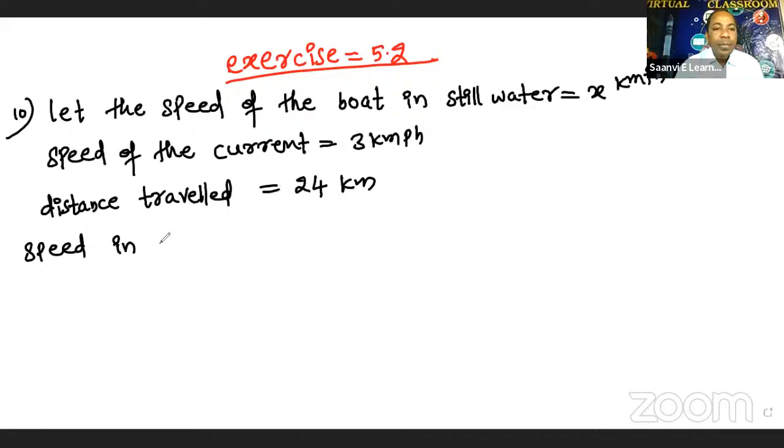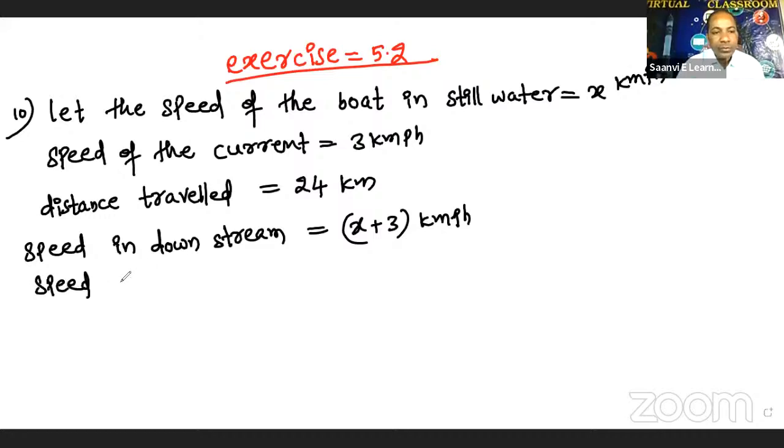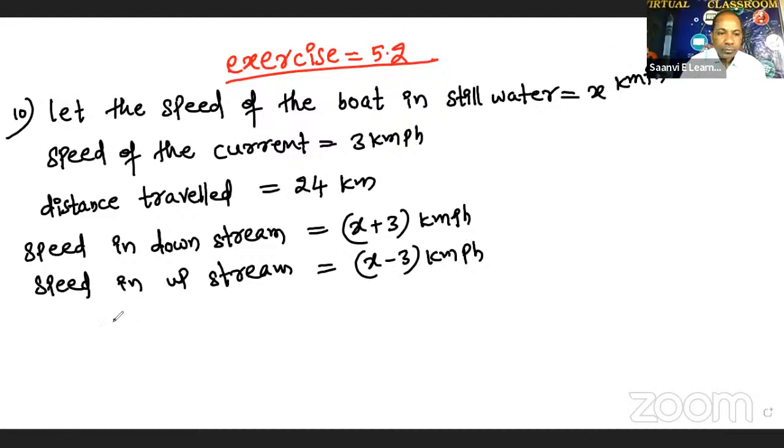Speed in downstream is equal to x plus 3 kmph. Next, speed of the boat upstream is x minus 3 kmph. Here you have to remember the time formula. Time formula is distance by speed. Time formula, distance by speed. Okay. So why? Because here time is mentioned.